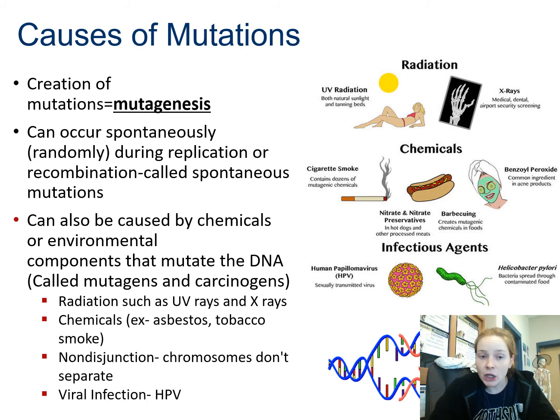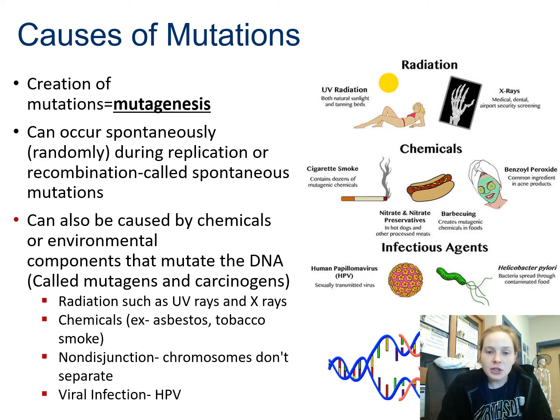On the other hand, there are things that can physically cause mutations, and those are what we're going to call mutagens and carcinogens. They're called carcinogens because they're cancer causing, and they're called mutagens because they cause mutations in the DNA, which then leads to cancer. This can be radiation, like UV sunlight, which is why you really shouldn't ever go to the tanning bed, because that's direct UV light. Chemicals like asbestos and tobacco smoke all have carcinogens in them.